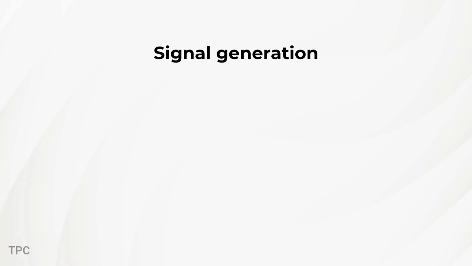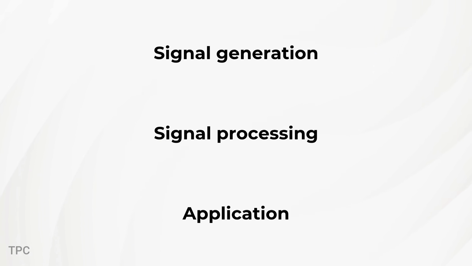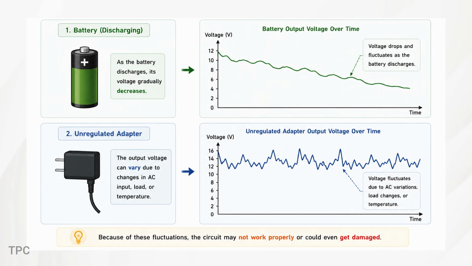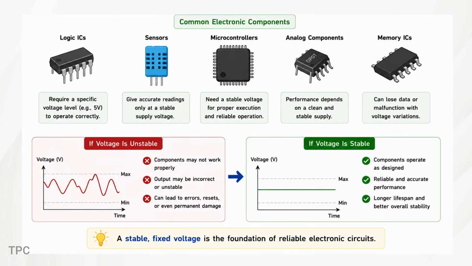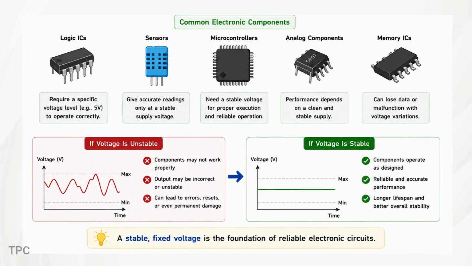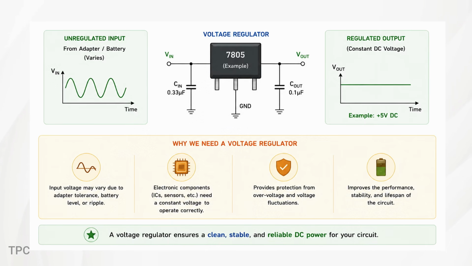So far, we've focused on how signals are generated, processed, and used to control circuits. But all of these circuits rely on one thing: a stable power supply. In real-world applications, power sources such as batteries or unregulated adapters often produce fluctuating voltages. However, most electronic components, including logic ICs, sensors, and microcontrollers, require a stable, fixed voltage to function reliably. And that's exactly what this IC does. It takes a varying or higher input voltage and regulates it down to a constant voltage.